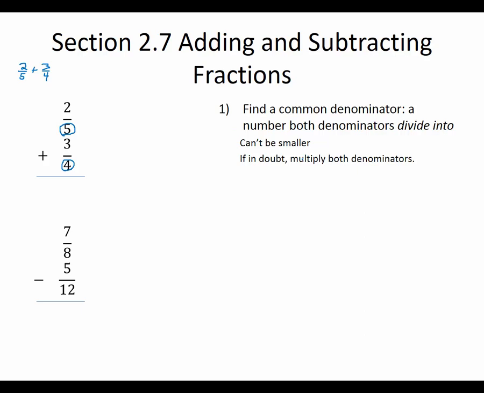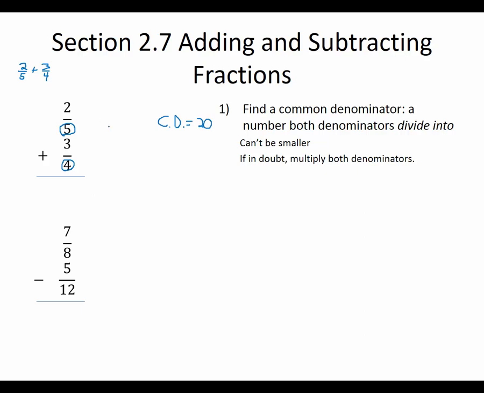If in doubt, you can always just multiply both your denominators. That won't always get you the least common denominator, but it will always get you a common denominator. And in spite of what you might read in some textbooks, it doesn't always have to be the least common denominator. Any common denominator will do. So here 5 times 4 is 20, and that just so happens to be the lowest common denominator. So I'm going to use 20 as my common denominator. So my common denominator here is 20.